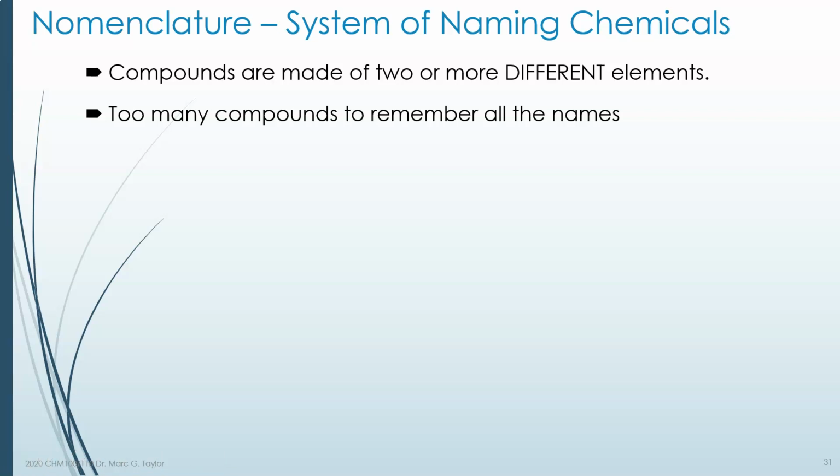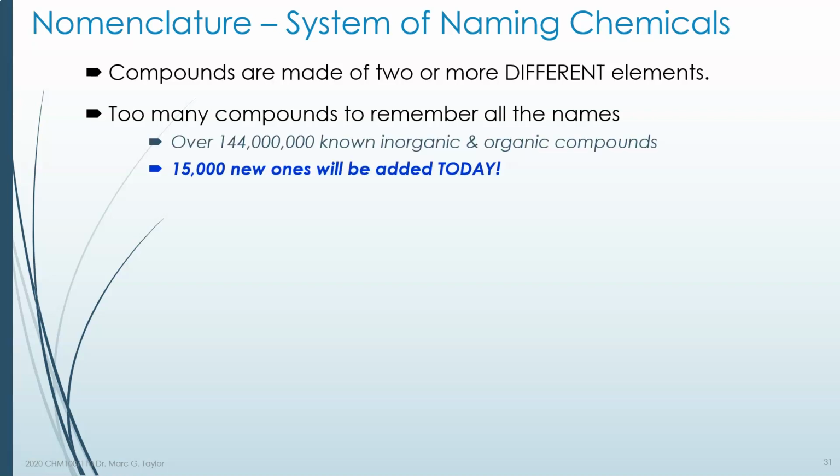Nomenclature is a system of naming chemicals, and we're going to be talking about chemicals that are compounds, and therefore compounds have two or more different elements by their definition. But the thing is, there are too many compounds to remember all the names. In fact, to date, there are about 144 million compounds that are known worldwide, and 15,000 of them are added every day. That's about 1 every 6 seconds.